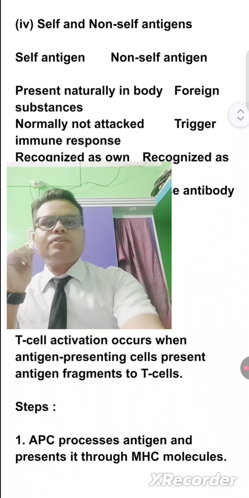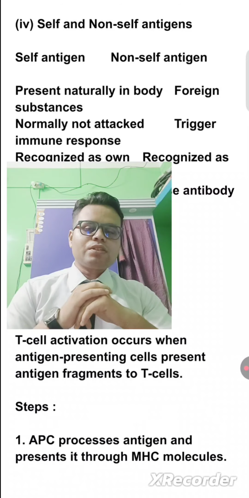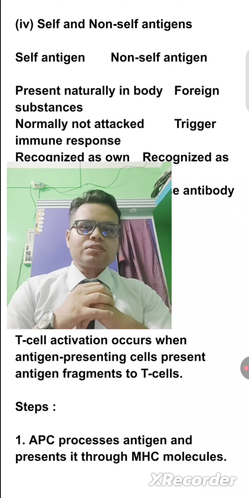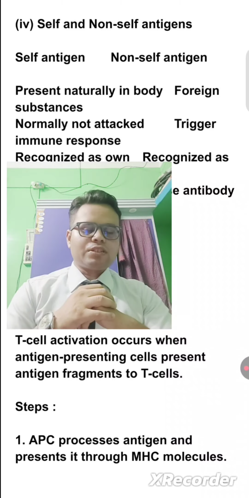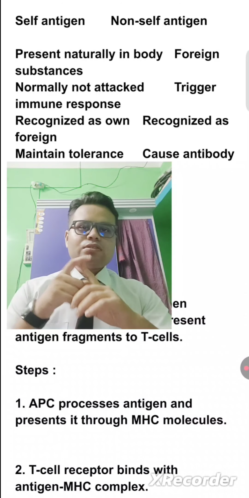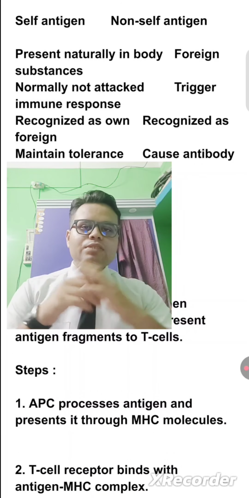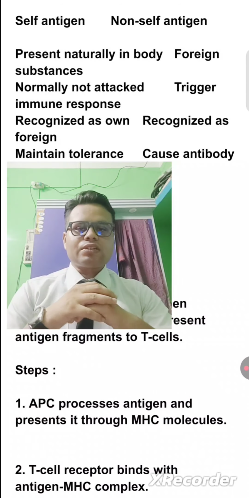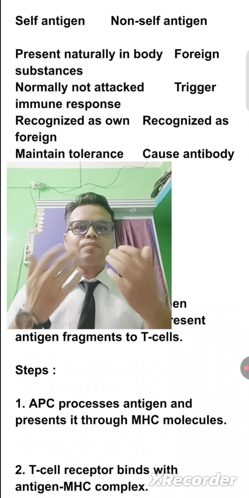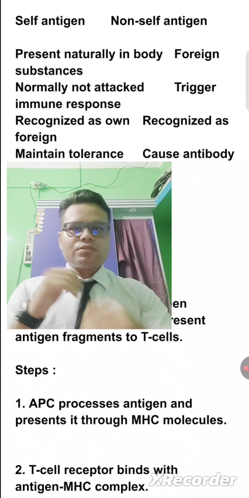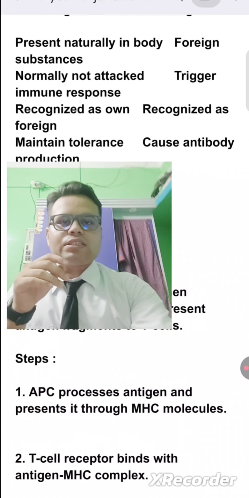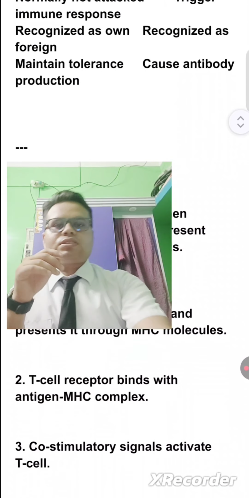Next, self and non-self antigens, what is the difference between them? Self antigens are present naturally in the body. Non-self antigens are foreign substances. Self antigens normally do not trigger an immune response. Non-self antigens trigger an immune response. Self antigens are recognized as own, sorry, recognized as own in self antigens, and non-self antigens are recognized as foreign. Self antigens maintain tolerance. Non-self antigens cause antibody production.